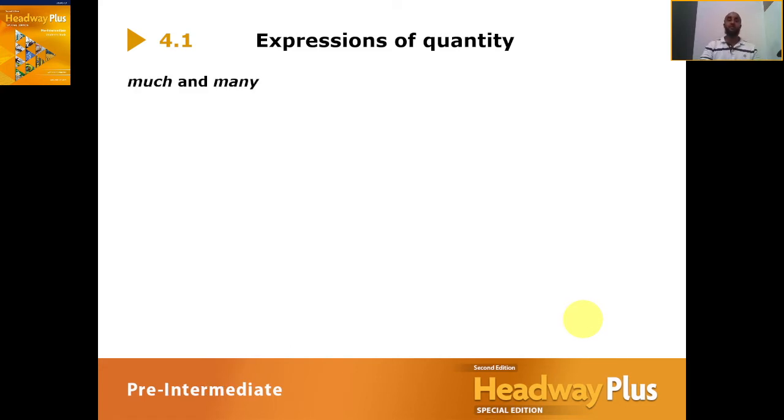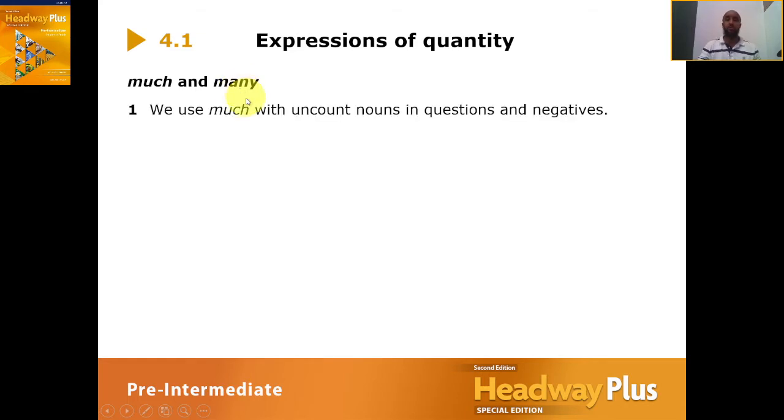So let's move on to some examples. Much and many. When do we use much and when do we use many? One of them, of course, we use with uncountable, and the other with countable. So let's have a look. We can use much with uncountable nouns, in questions and in negatives too.